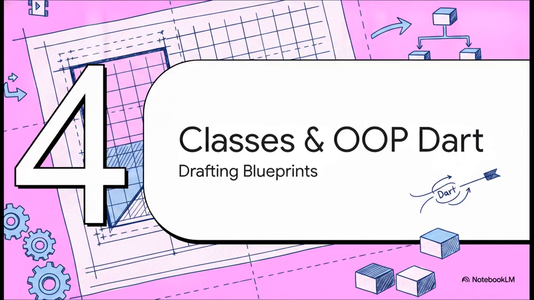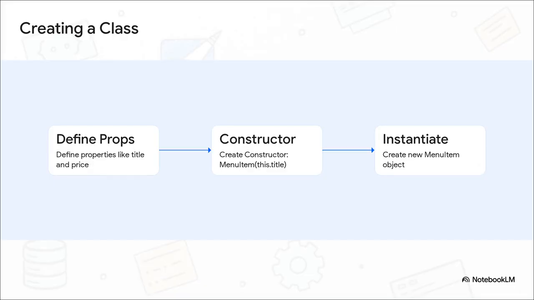Section 4, Classes and Object-Oriented Dart. We are stepping up our architectural game here to draft the actual blueprints of our app using object-oriented programming. Classes are essentially just blueprints for creating your own custom objects. Let's walk through the steps.